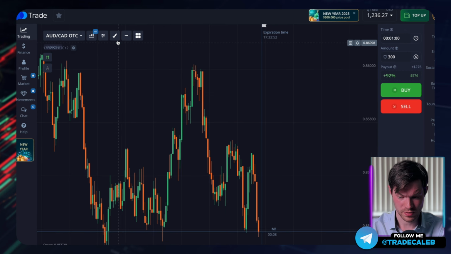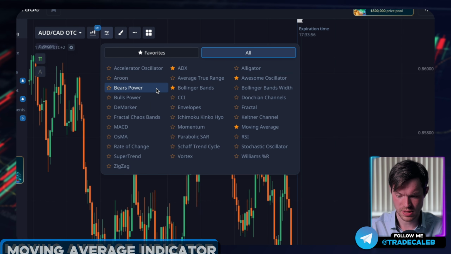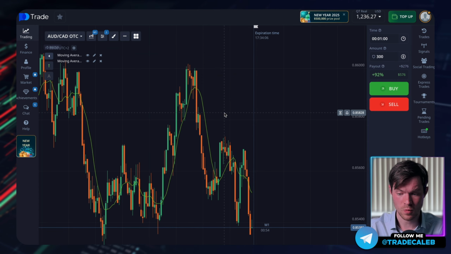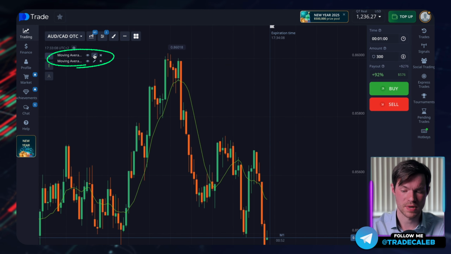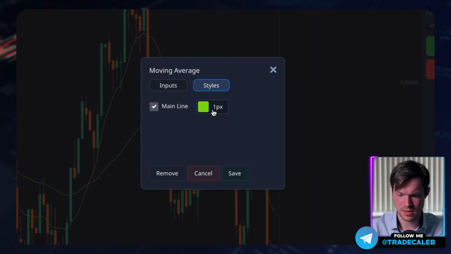So the third thing, we open the indicators panel. Here we look for the moving average indicator. So here is this indicator, we click on it twice, and now the most important thing is to customize it. Click on the settings of the first indicator. Here we set the period 50, the type of indicator EMA.